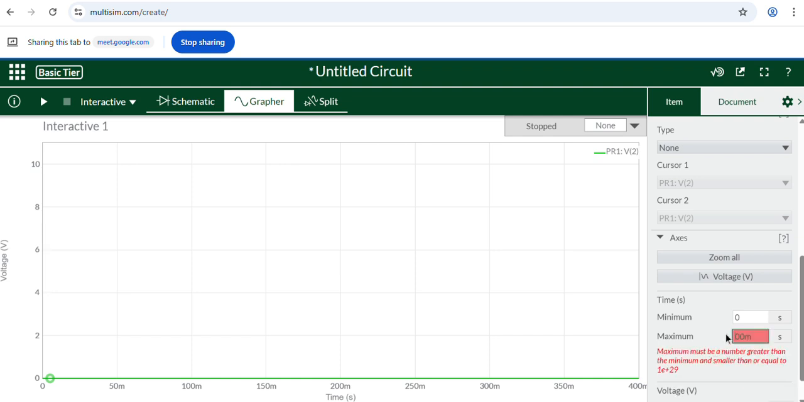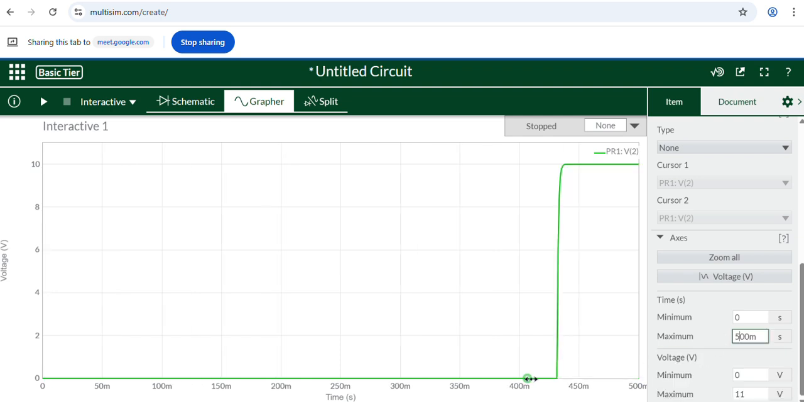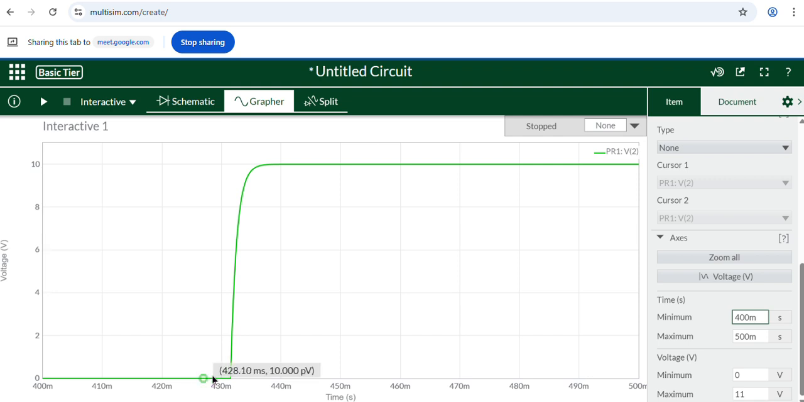400, 500 milliseconds. Now at this time the capacitor is charged. So the capacitor, as we moved the switch at this instant, has charged from this point to this point. So let's keep minimum time 400 milliseconds. Now this is the curve of charging. If still we want to zoom it more, let's put the lower limit 430, upper limit 440.